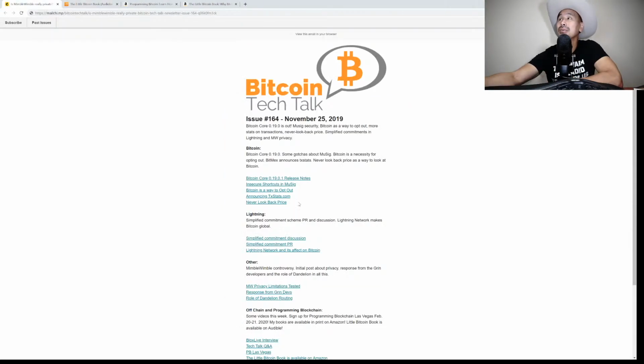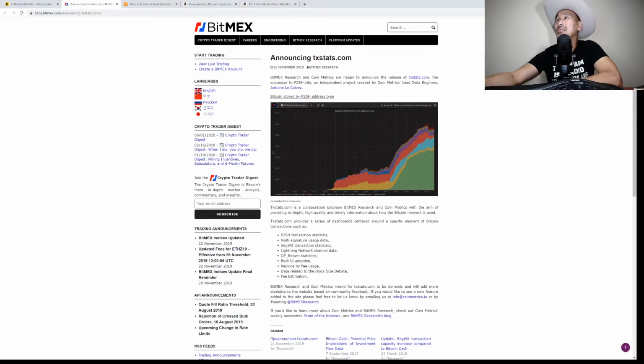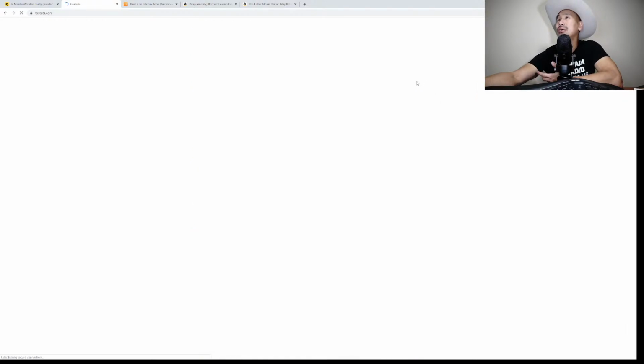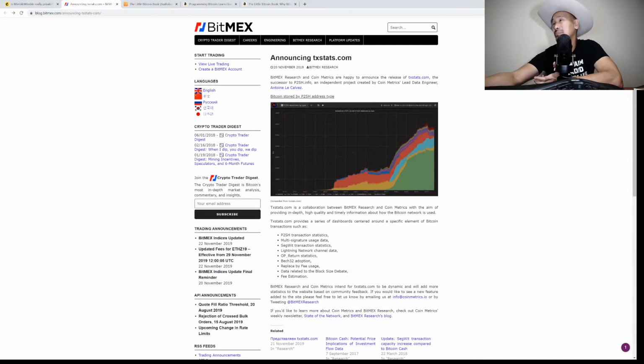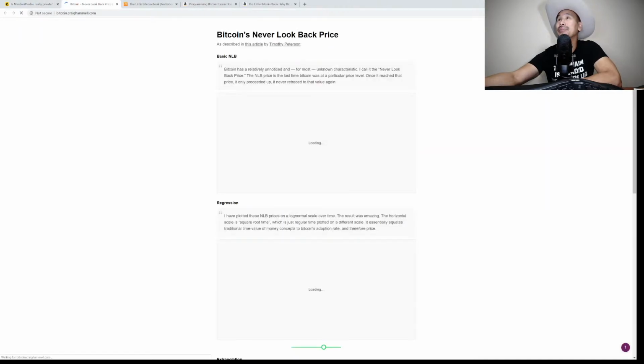All right, let's take a look at the next one, txstats.com. This is from BitMEX, and basically it's the successor to p2sh.info. Last I checked, this site wasn't loading for me, and it might be Ghostery or something else. But it does seem like a pretty useful thing if you can get it to load, because you get all sorts of information about the particular transactions and so on.